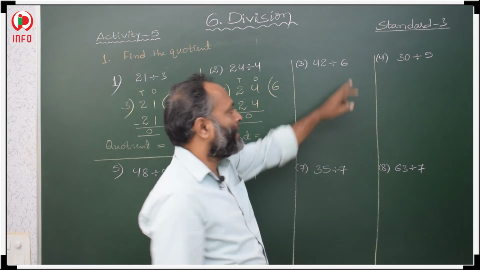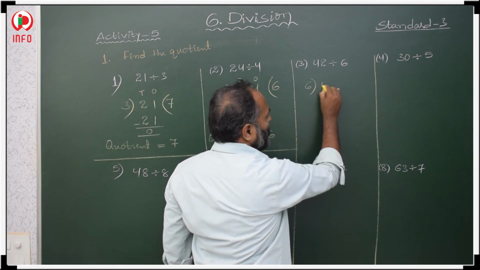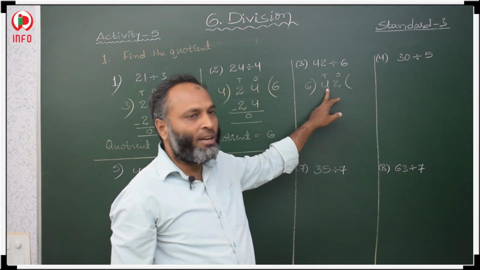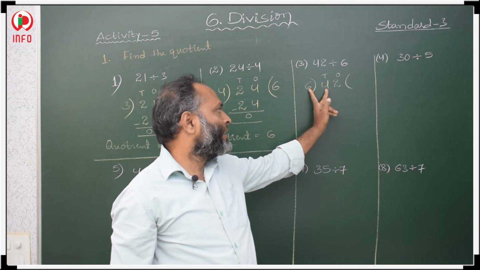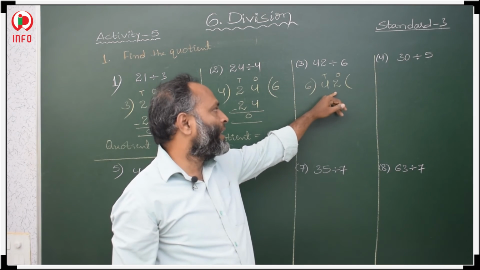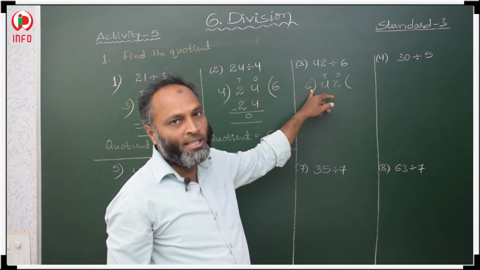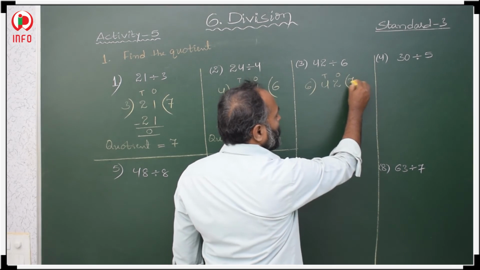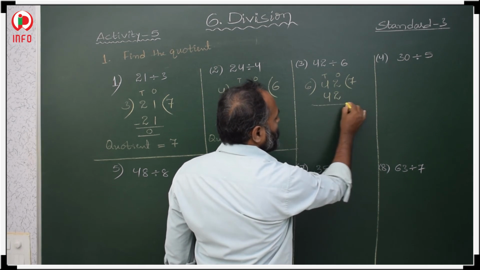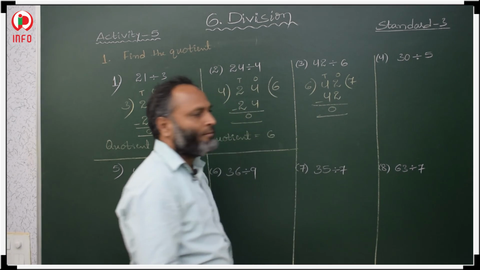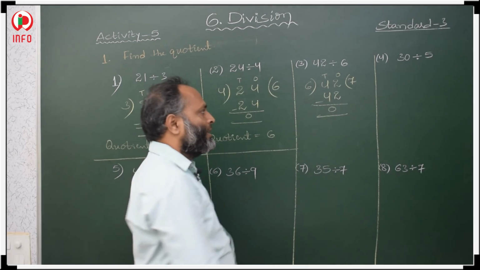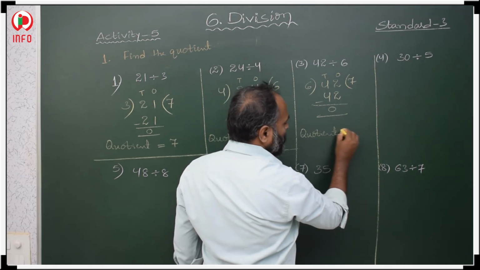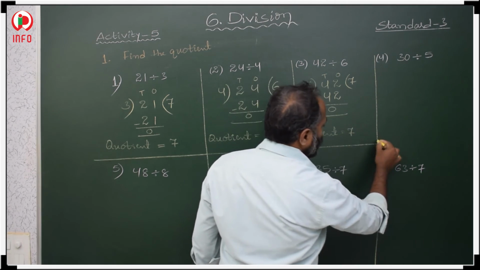Next, here this is the divisor. The divisor divides this dividend 42. This is ones place, tens place. We compare the tens place extreme left digit with the divisor; it is lesser, so we take 42 at a time. In the 6 table, 6 5s are 30, 6 6s are 36, 6 7s are 42. Same number minus same number is 0. So the quotient is 7.